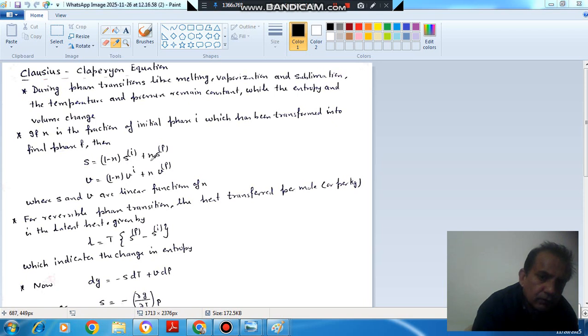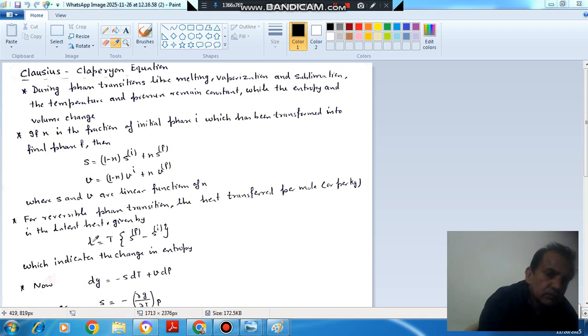Then at this instant the contribution of the final phase will be x f, and the contribution of the initial phase will be (1 minus x) i. So this will be the total entropy: that is the part of the initial phase and that is the part of the final phase. Similarly for volume, this is the part of the initial phase volume and this is the part of the final phase volume. And entropy and volume are linear functions.